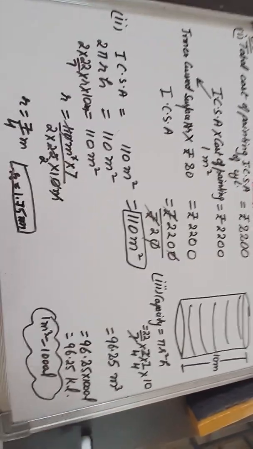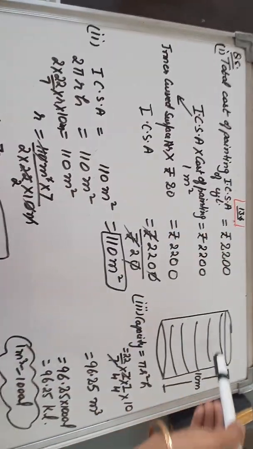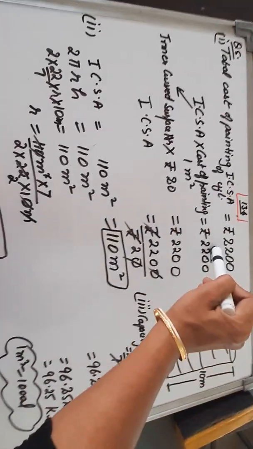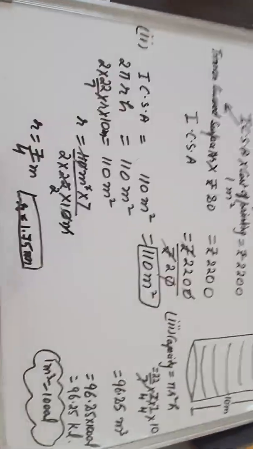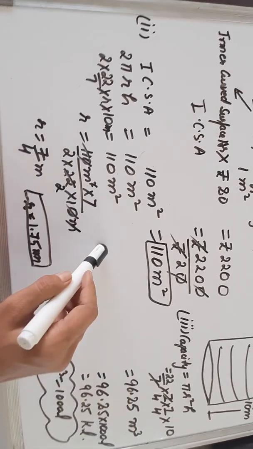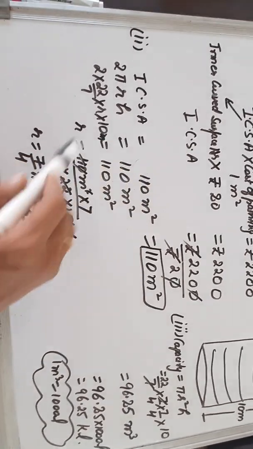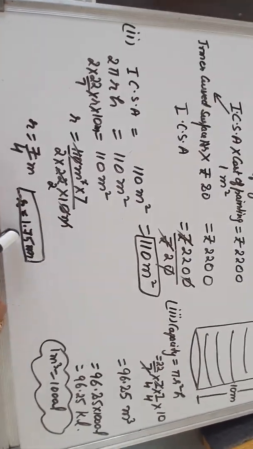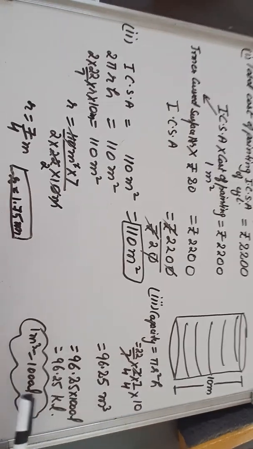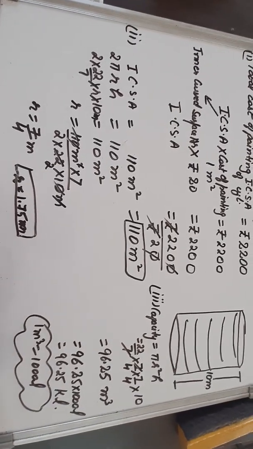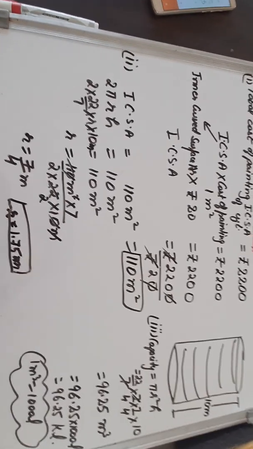So I hope the question is clear to you. Very first of all, the total cost of painting the inner curved surface area is given to us. So from this we got the inner curved surface area. In the second part we need to find out radius, so that we'll obtain using inner curved surface area. Now we have radius, it will be easy for us to calculate the capacity of this vessel, and this will be this. So I hope the video is making your concepts clear.